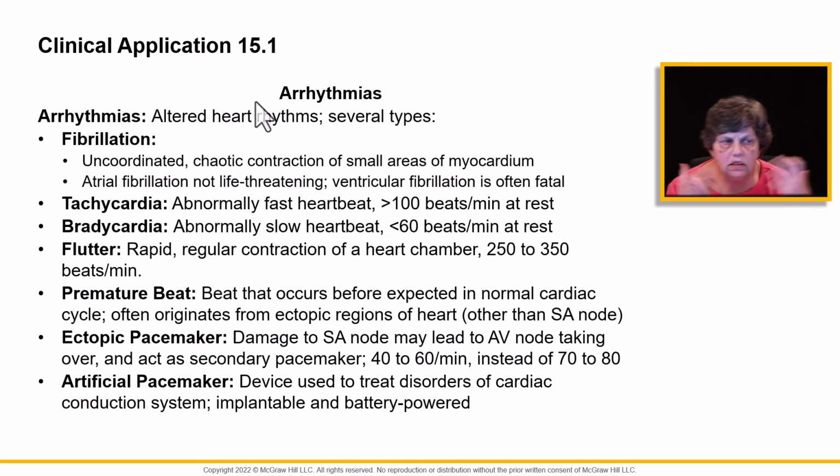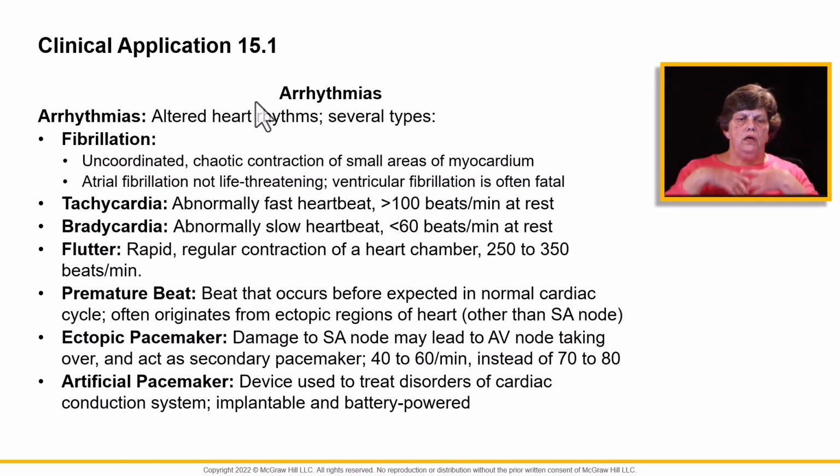AFib, you can get clots and stuff like that, so you don't want it. But ventricular fibrillation, if you don't get a coordinated contraction of the blood to the rest of the body, that's a problem. Tachycardia, heart rate over 100 beats per minute at rest. Bradycardia, below 60. If you're an elite athlete, it can be 45, and that's perfectly normal for you. All right. You can have flutter, which is rapid contraction of a heart chamber, 250, 350 beats per minute, atrial flutter. You can get PVCs, these premature ventricular contractions, PACs.